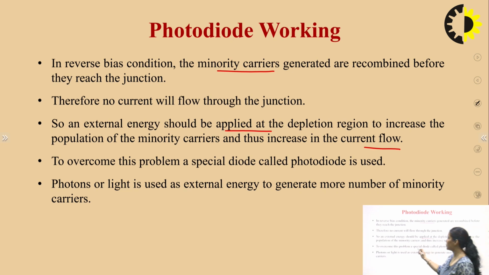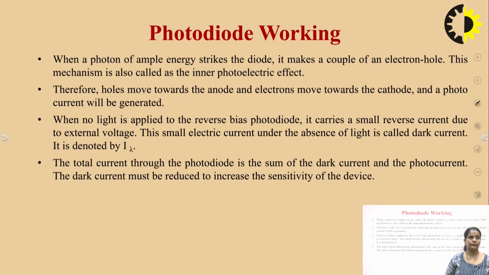To overcome this problem, a special diode is used. This is the purpose of the photodiode. Normally, without the absorption of photo energy, few carriers are there, so little current is produced. But when we provide the photonic energy to the diode under the reverse biased condition, more minority carriers are generated, and thus it leads to the current flow. So, photons or light is used as external energy to generate more minority carriers in the case of photodiode.